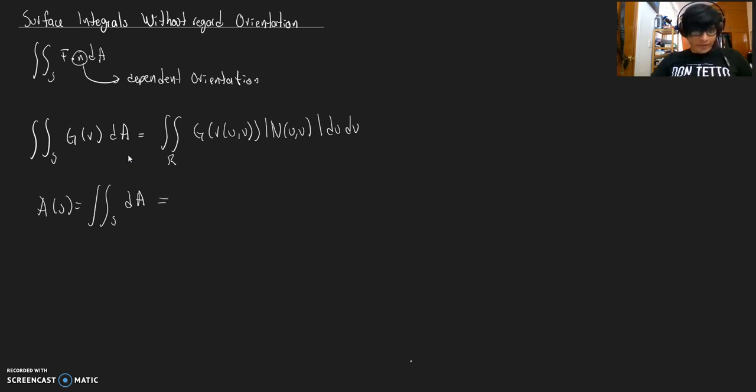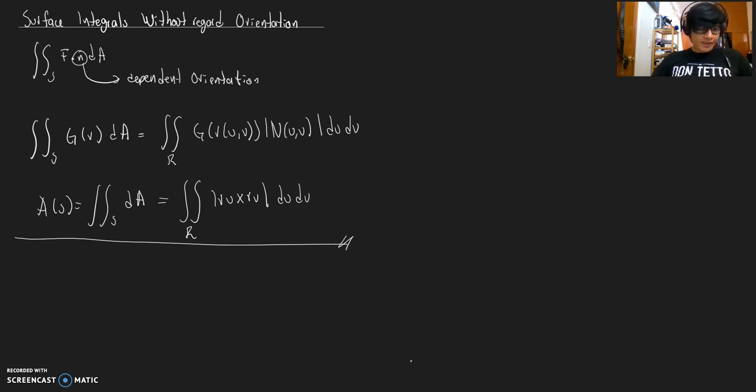However, we can also represent this in the UV plane as follows. Considering that we know that the normal vector is defined as the cross product of the partial derivatives of u and v. So here is another way of evaluating surface integrals without regard to the orientation, and a way to obtain the area of a given surface.